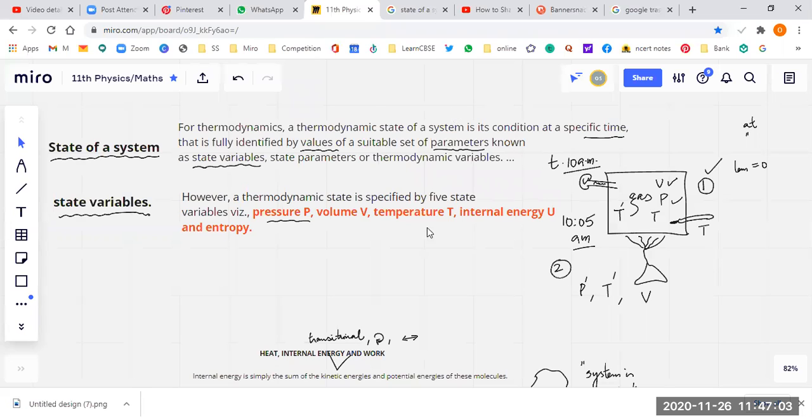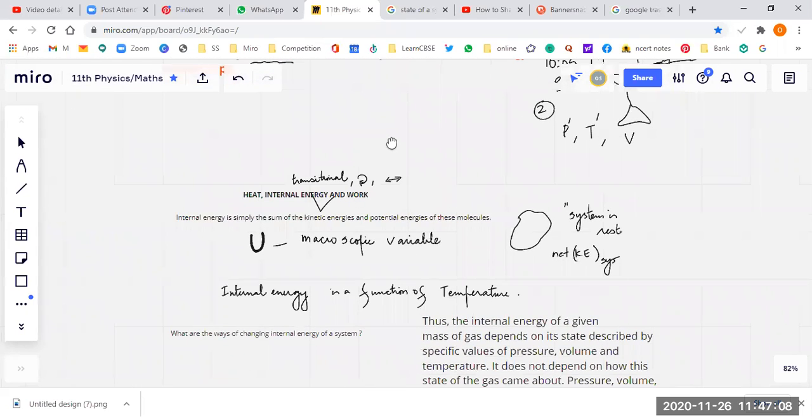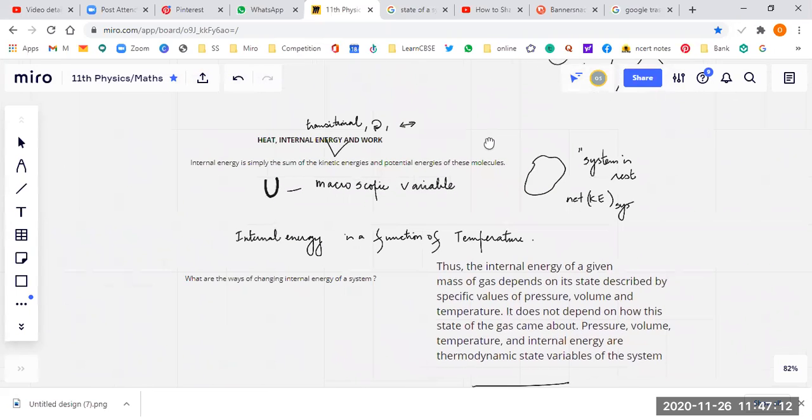Now, the other thing, let's go further. Let's talk about heat, internal energy, and work.